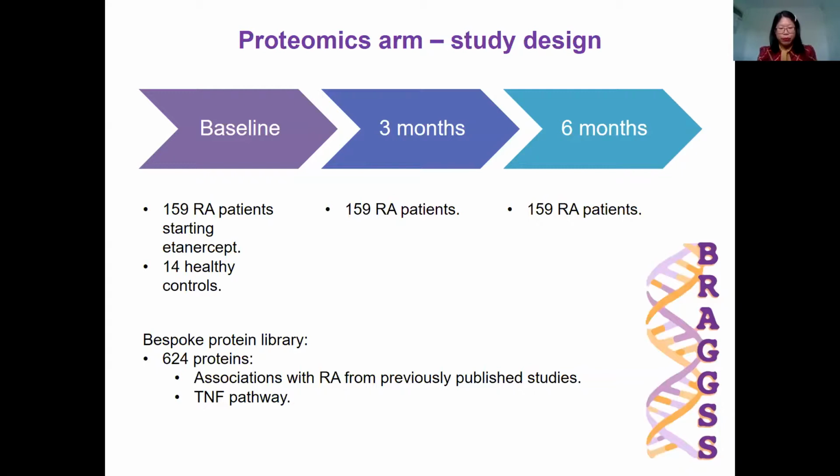SWATH captures everything in the blood at one time, and that creates a permanent record. But then what you need to do is use statistical methods to point the microscope at proteins that you're interested in, the metaphorical microscope. So I'm interested in 624 proteins that I've identified that are associated with RA from previously published studies, and also proteins in the TNF pathway.